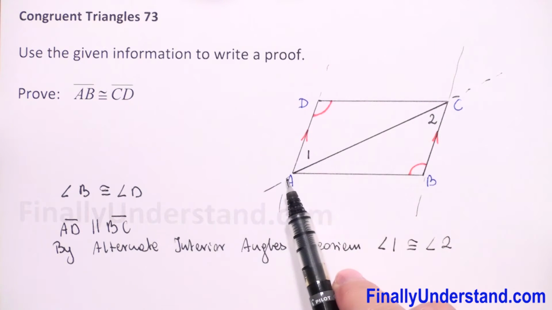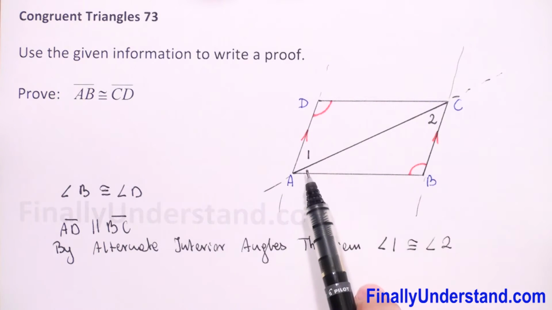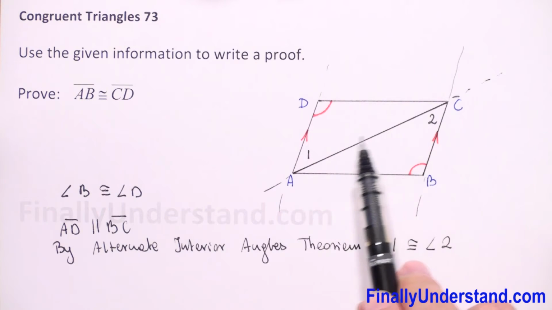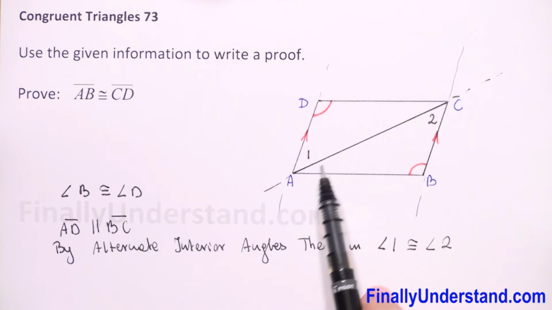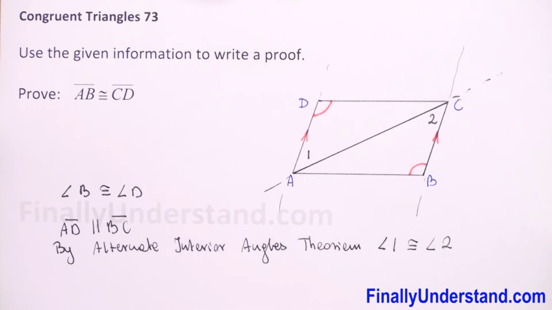Why? Between these two parallel lines we have a transversal, so the pair of angles which are on the opposite sides of our transversal are congruent. So we have that angle 1 is congruent to angle 2. What else do we have here?